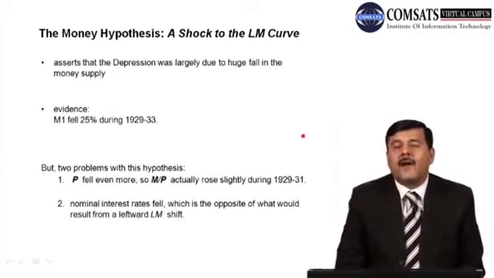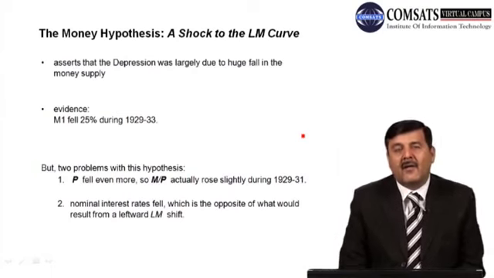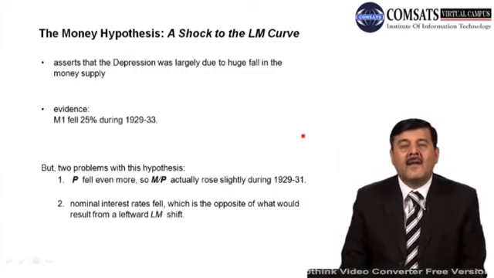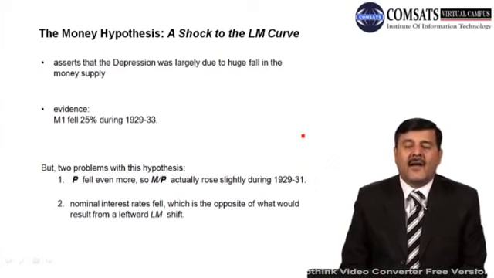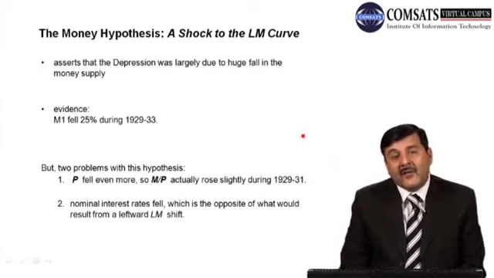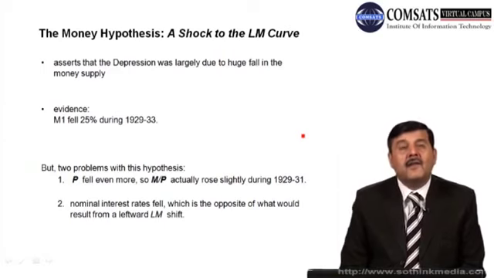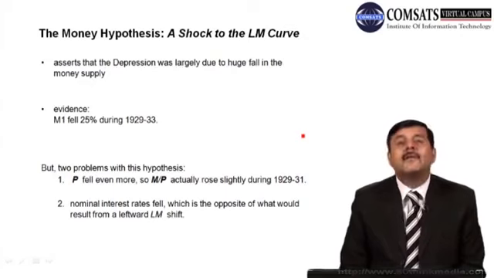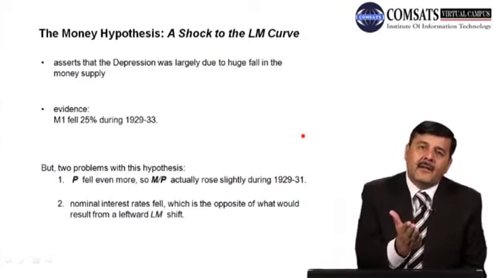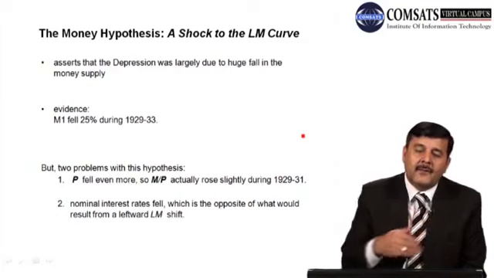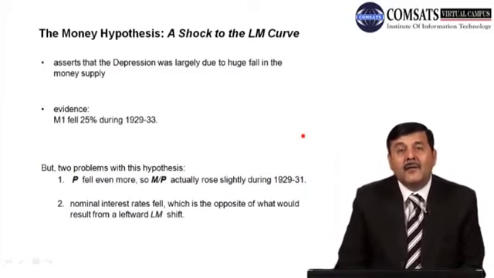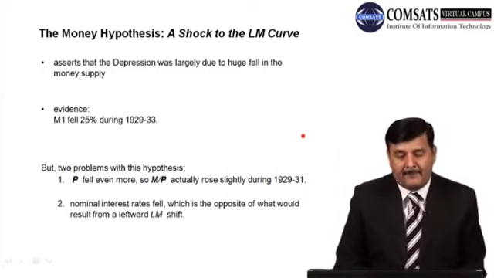Second factor, the reason of the Great Depression, was the money hypothesis: a shock that shifted the LM curve. What was that? It asserts that the depression was largely due to a huge fall in money supply. जब huge fall हुआ money supply में, तो what happened? क्या हुआ? LM curve shifted inward, leftward. Evidence: M1 fell 25% during 1929 to 33.